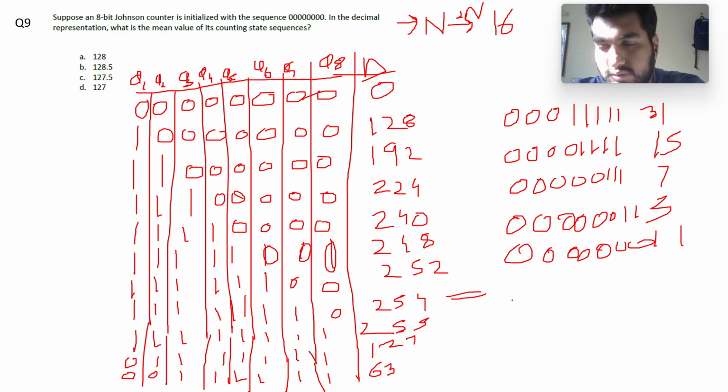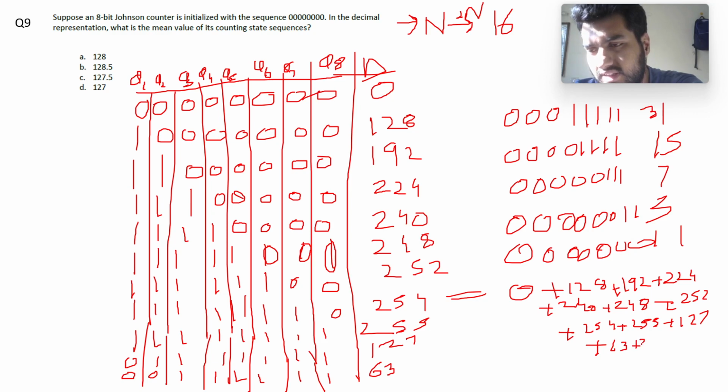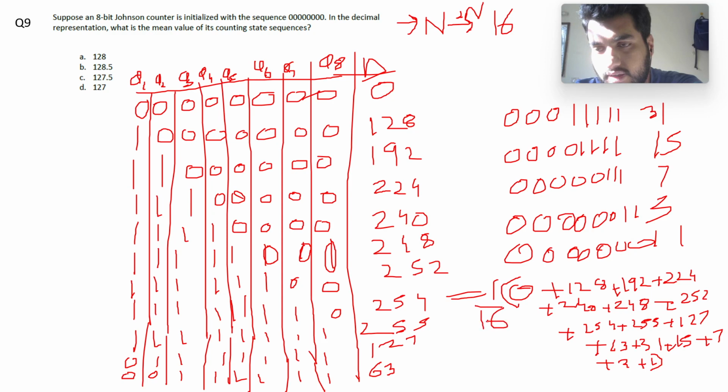So our mean will be equal to 0 plus 128 plus 192 plus 224 plus 240 plus 248 plus 252 plus 254 plus 255 plus 127 plus 63 plus 31 plus 15 plus 7 plus 3 plus 1, and this is divided by 16 to get the mean. So let me do the addition.